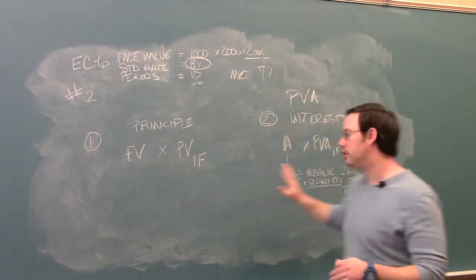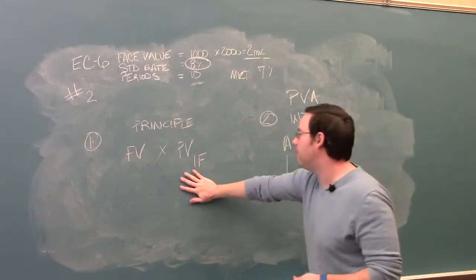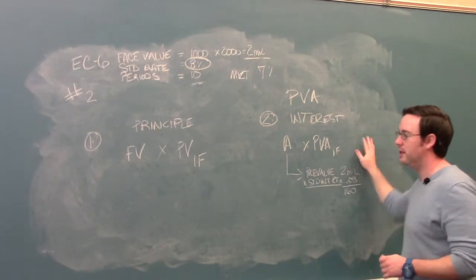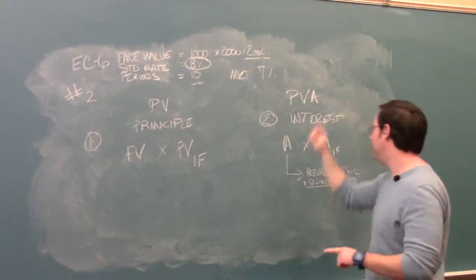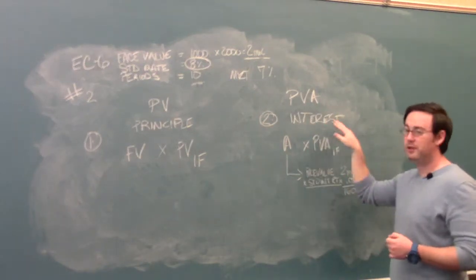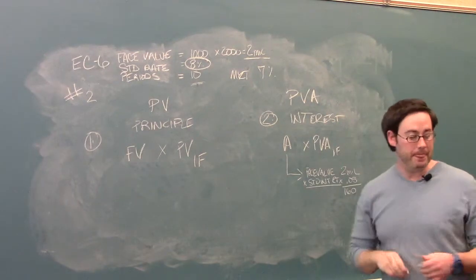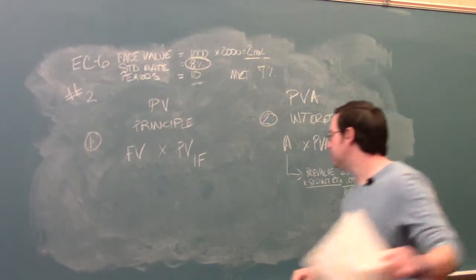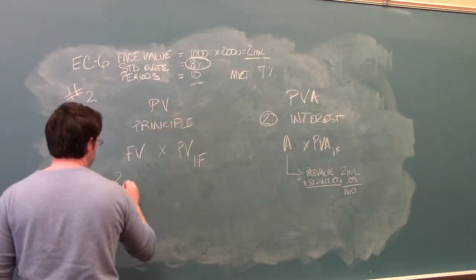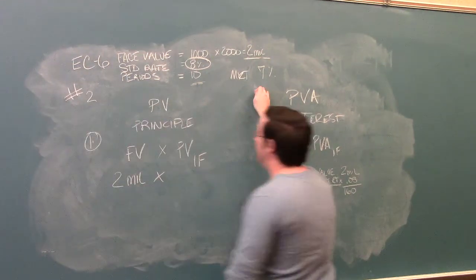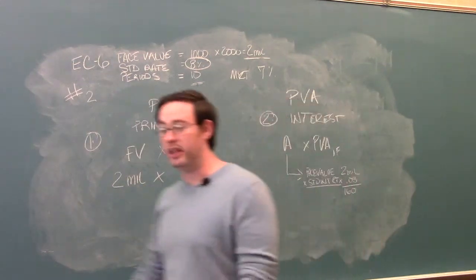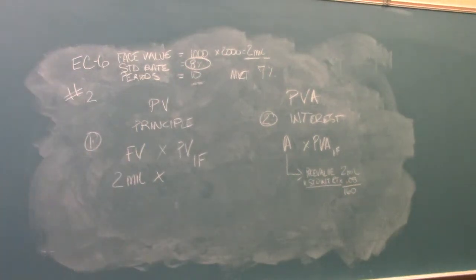We still have our two steps. Step number 1, doing the principal. Step number 2, doing the interest. When we do the principal, we deal with the present value of a single sum. When we do interest, we deal with the present value of an annuity. Looking at this information, we still have the 2 million being our future value, but this time we have 7% for our market rate in 10 periods. So let's flip over to our tables again.